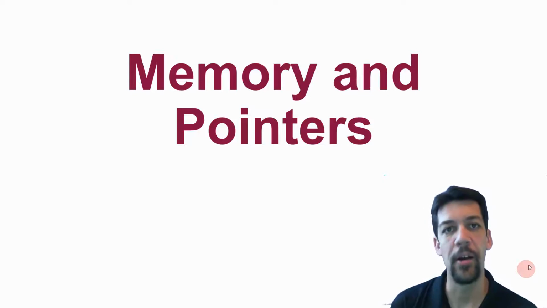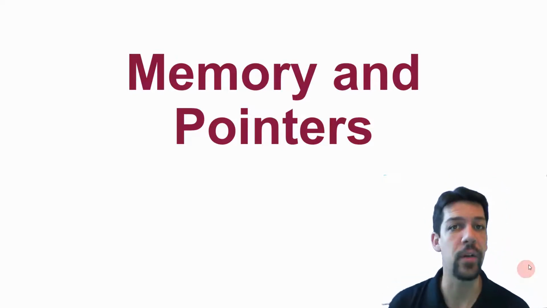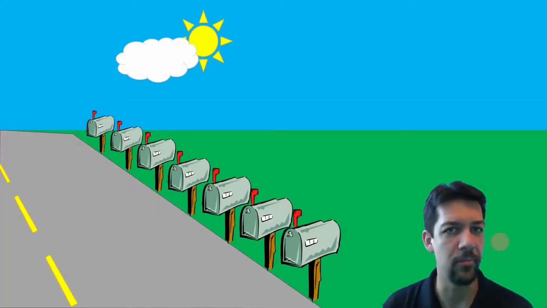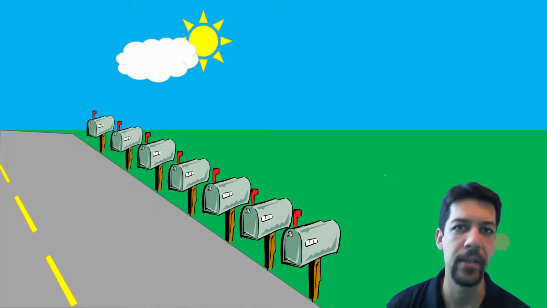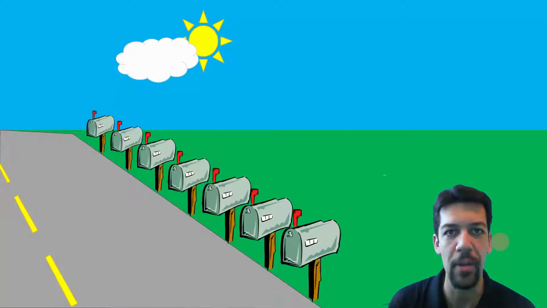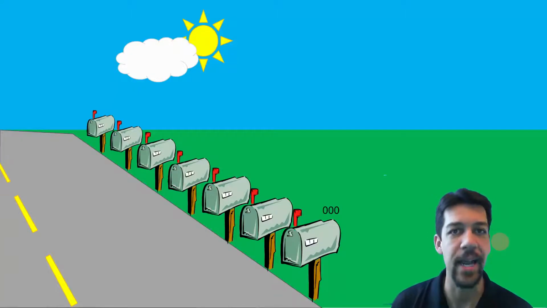Now let's refresh our memory on how memory and pointers actually work. To do this, we're going to use an analogy called memory lane, right? So memory lane is a street, and there's a bunch of mailboxes along each street, just like your normal street where you grew up. And remember that every mailbox has an address.